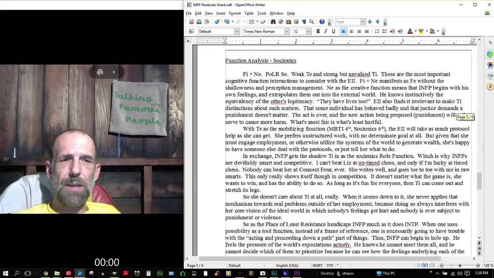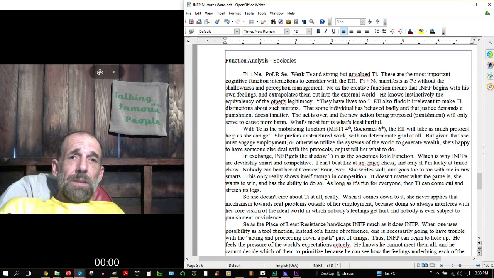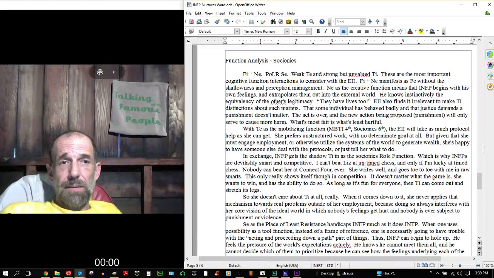Function analysis, socionics: Fi plus Ne, polar Se, weak Te, and strong but unvalued Ti. Those are the most important cognitive function interactions to consider with the EII. Fi plus Ne manifests as Fe without the shallowness in perception management. It's true, because they're making possibilities in the external world about their own feelings. It necessitates that they assume the equivalency of the feelings of others, foremost as a starting position.